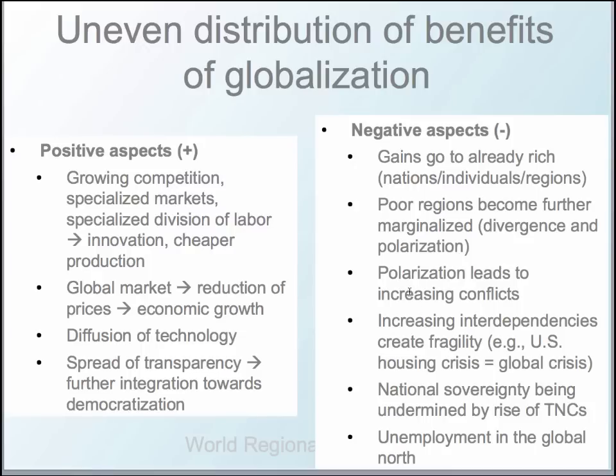So again, as I mentioned, crises have a tendency, especially when they're in major economies like the US, Western Europe, or China, to spread and become global crises. National sovereignty is being threatened and undermined by the rise of transnational corporations. And again, to put this in explicit terms, when you think about it, the value of certain transnational corporations is much higher than the GDP of the countries in which they operate. And finally, that this is leading to increased unemployment in the global north, especially in manufacturing sectors.